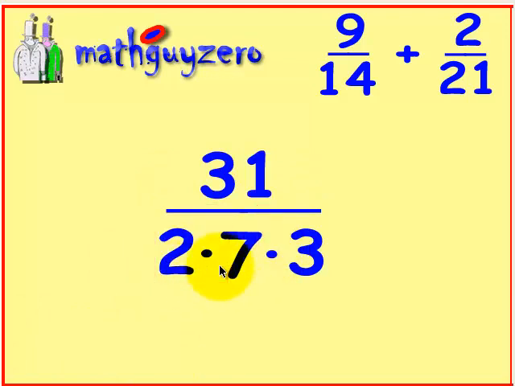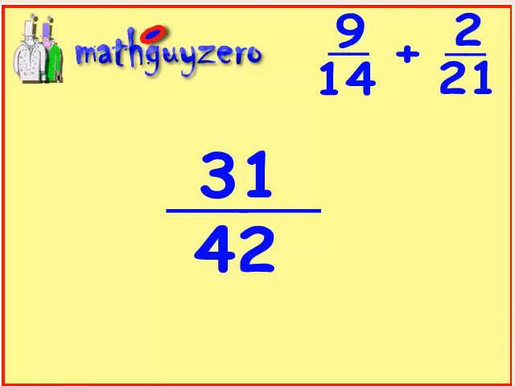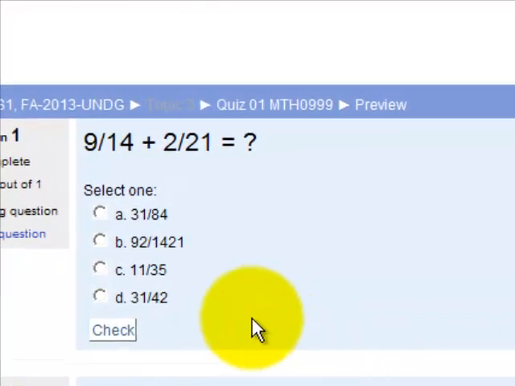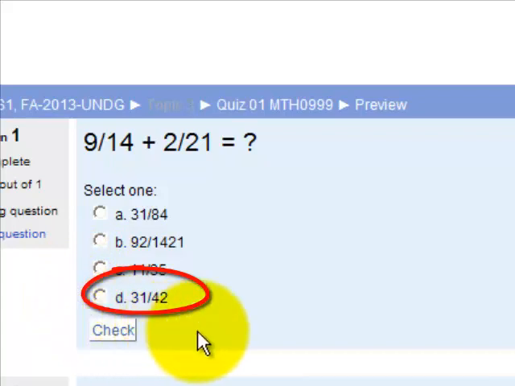And then you can just finally multiply this out. 2 times 7 is 14. Times 3 is 42. So that looks like the answer. Let's check the quiz. That looks like it to me right there.